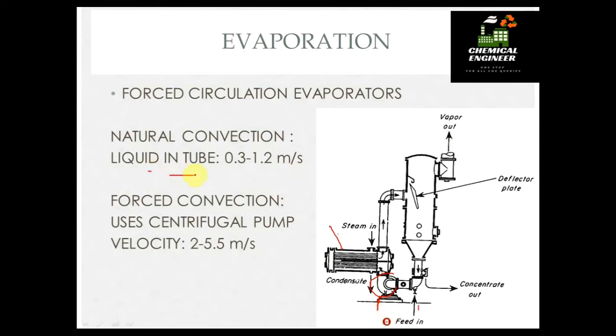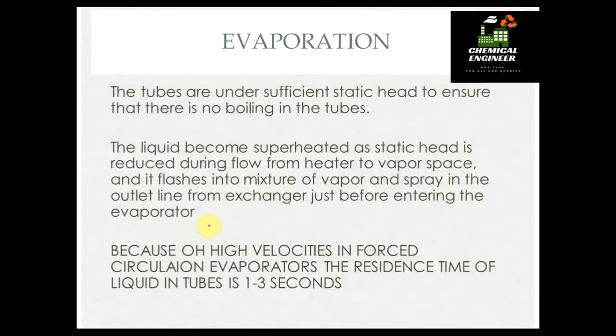In natural convection, the speed of the liquid in a tube generally ranges from 0.3 to 1.2 meters per second, while when we use forced convection, the speed of the liquid on the suction side is 2 to 5.5 meters per second. Hence we are creating forced convection. Forced convection is used to easily separate the vapor and liquid, or the concentrate, from the feed. That is the main aim of increasing the convection by the centrifugal pump.